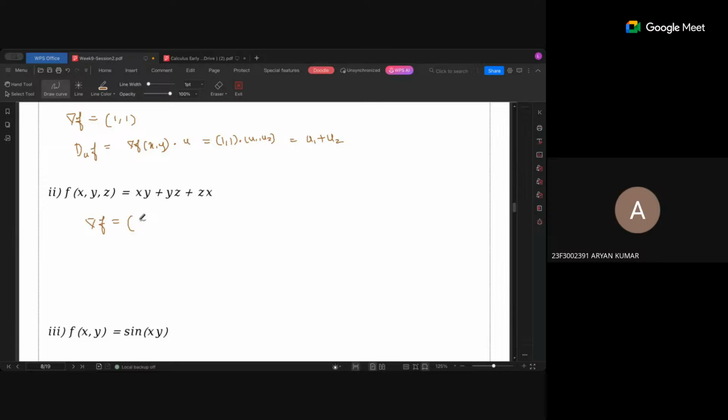Yeah, what is y plus z? That is u. x plus z, x plus y. Yeah. And what is the directional derivative du of f? So y plus z dot u1, u2, u3. Here you have to be careful, u1, u2, u3 you have to take. Okay, so what is the answer here?